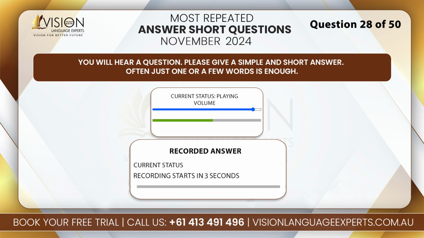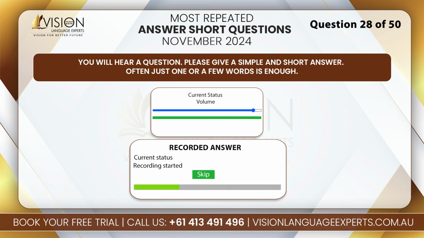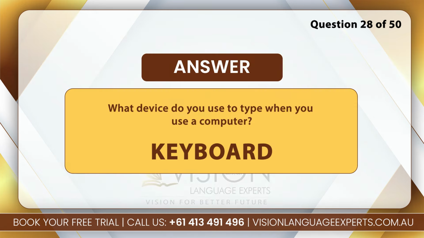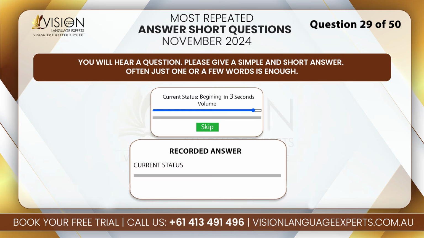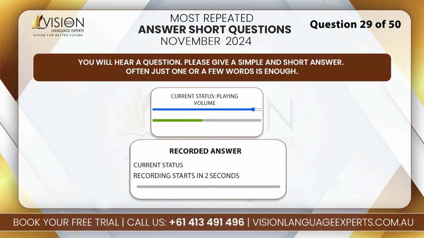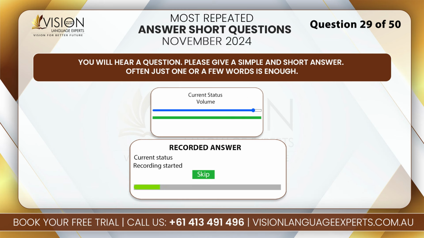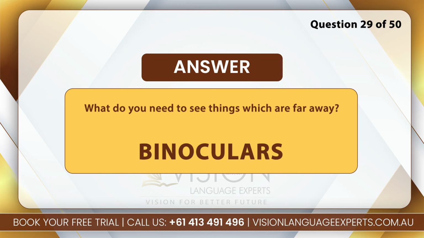What device do you use to type when you use a computer? Keyboard. What do you need to see things which are far away? Binoculars.